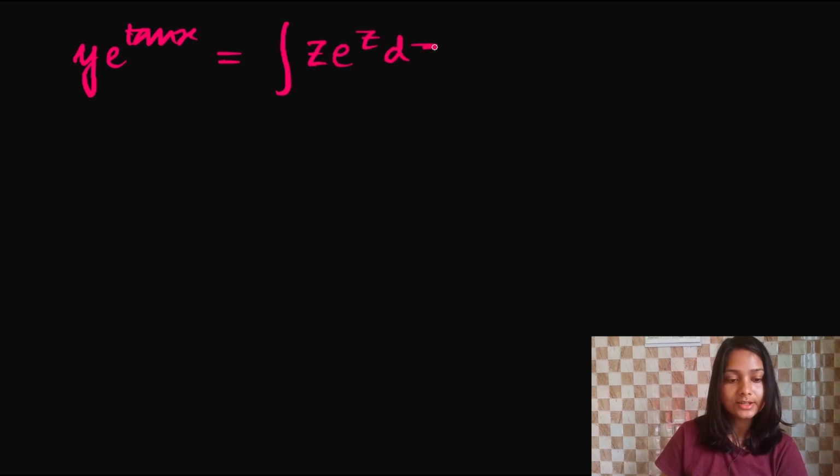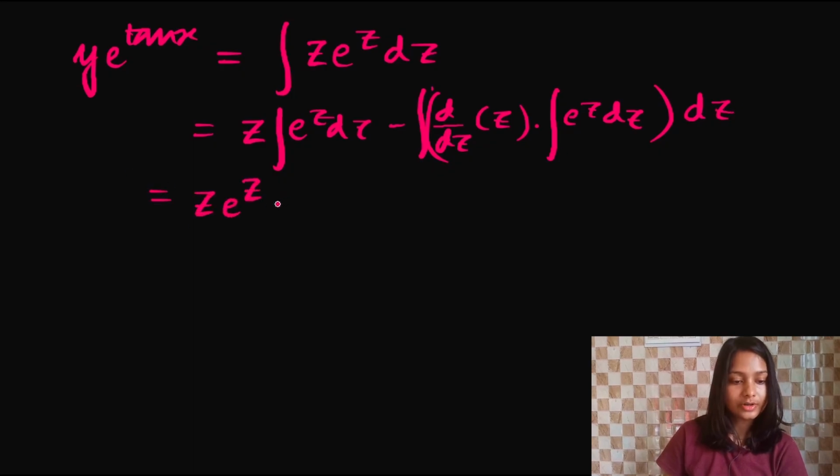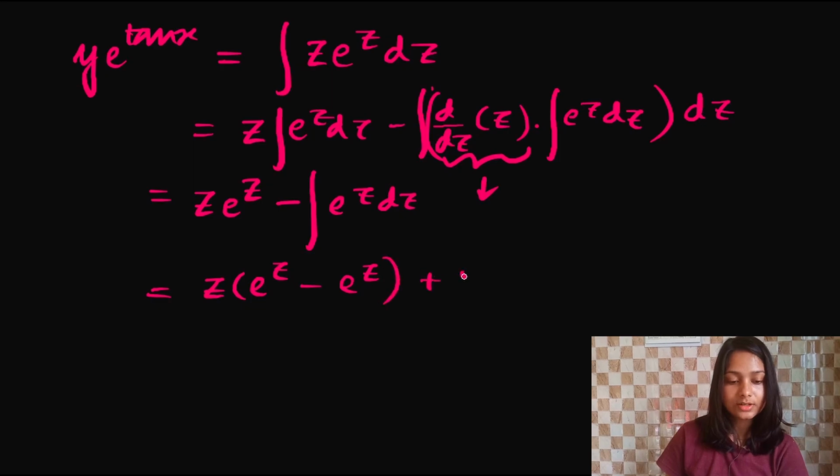So y e power tan x equals integration of z into e power z dz. Again we need to use integration by parts. So it will become z e power z minus integration of the derivative of z, which is 1, times integration of e power z dz, and the whole integration. The integration of e power z is e power z. So ultimately it will become z e power z minus e power z plus c.